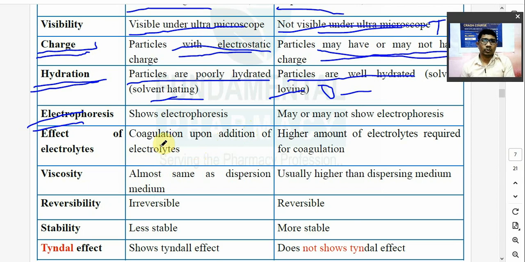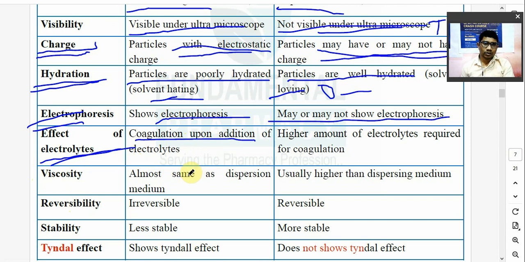So movement of particles towards the electrode upon application of electric field. Okay. So electrophoresis is possible or it is shown by lyophobic colloid. But in case of lyophilic, may or may not be. So electrophoresis may or may not be there. Okay, next parameter है आपका effect of electrolyte. So if you add a small amount of electrolyte in the lyophobic colloid, so coagulation will be there.